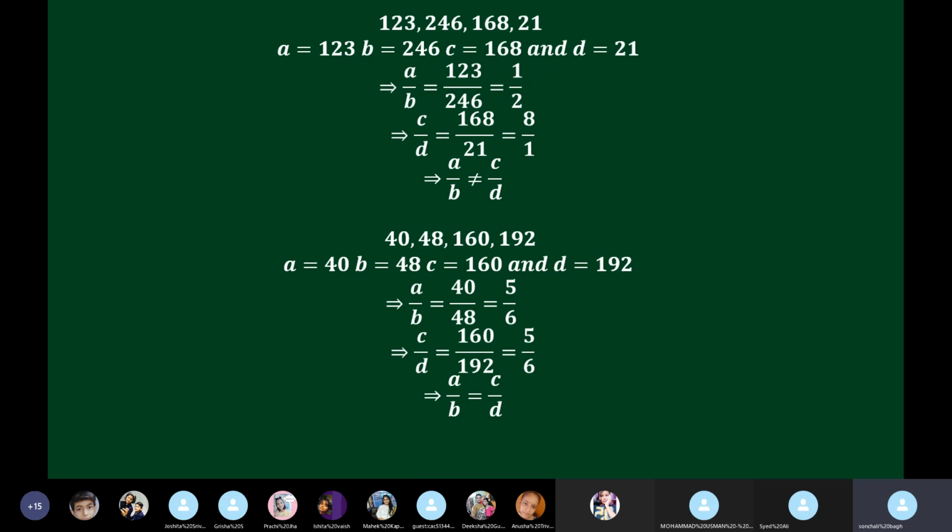Okay. Now the question won't end here, a upon b is equal to c upon d. For this, you have to write your formula, a is to b is proportional to c is to d, and then you have to substitute the values.